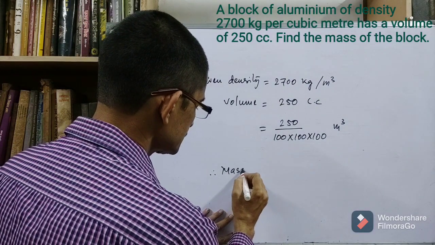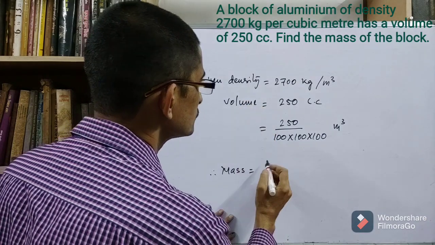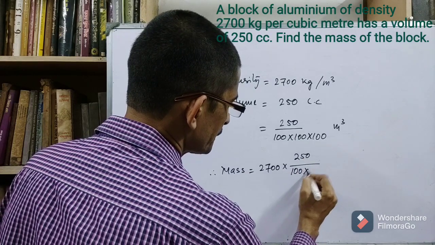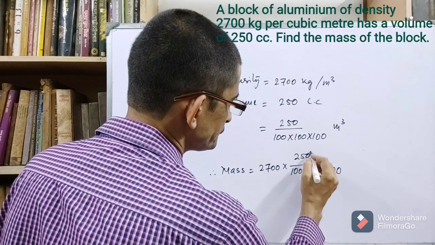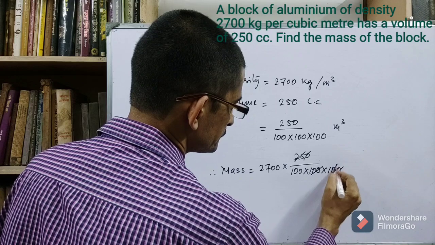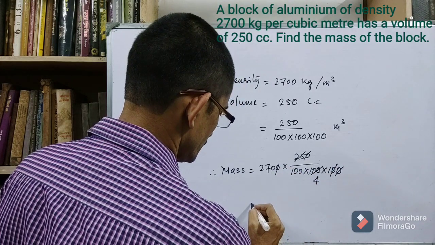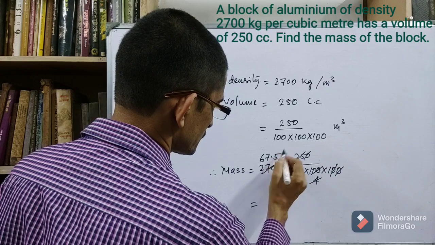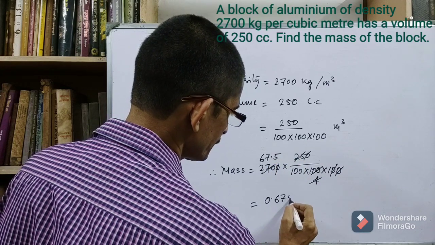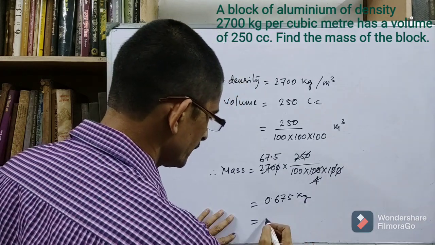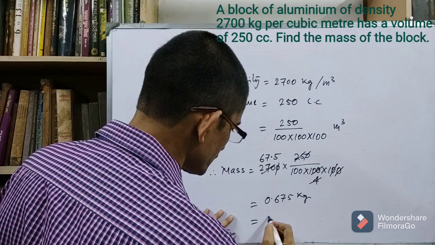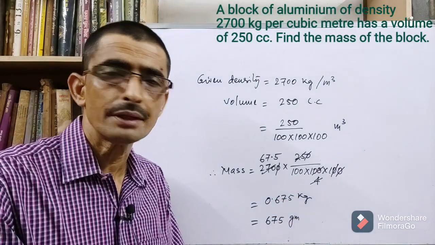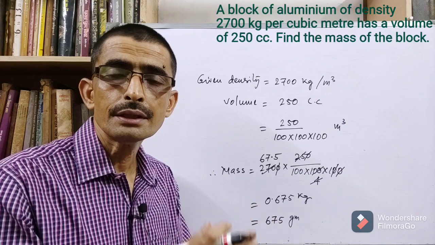So mass is equal to density into volume, 2700 into 250 divided by 100 into 100 into 100. 0.675 kg, or if you multiply it by 1000 you will get the gram. 675 gram, either 0.675 kg or 675 gram. Any answer we can write.